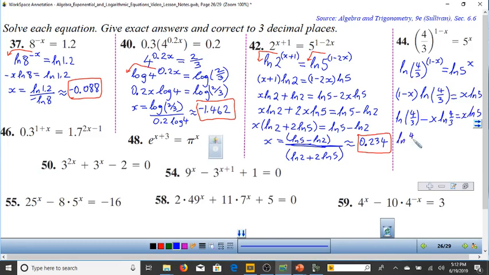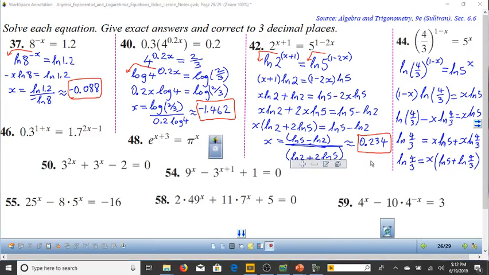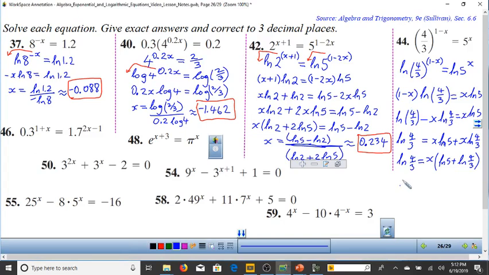So ln of 4/3 is equal to x ln 5 plus x ln 4/3. So ln of 4/3 is equal to x times ln 5 plus ln 4/3. And I actually am going to combine those two logarithms together, just for the sake of looking a little neater. So ln of 4/3 is equal to x ln of 5 times 4 is 20 over 3. And then x is equal to ln of 4/3 over ln of 20/3. We can work that out on the calculator. Remember the parentheses.